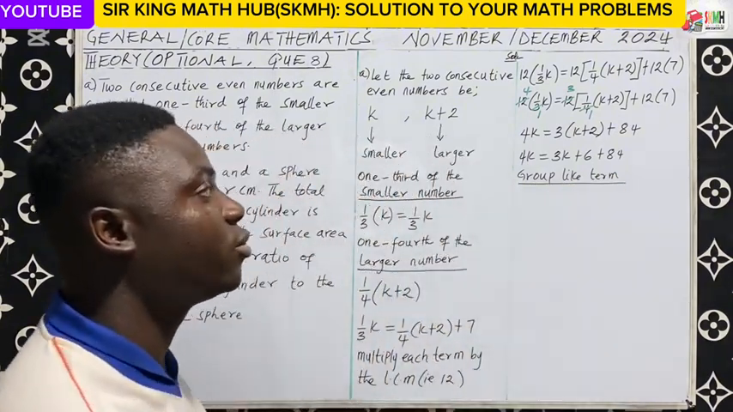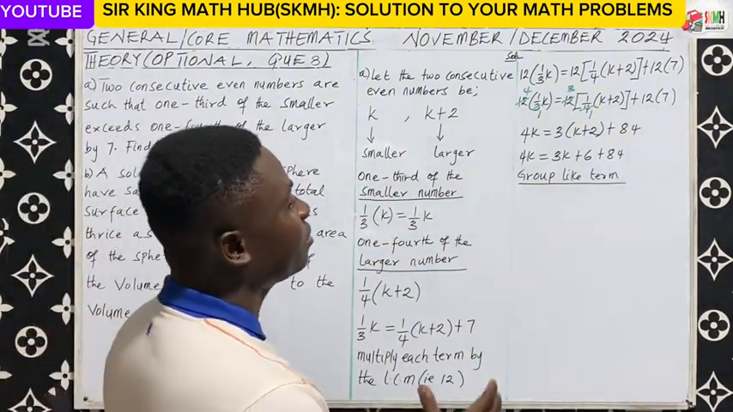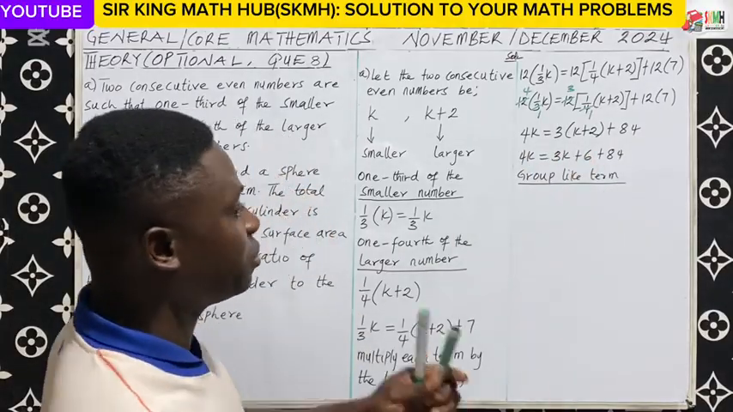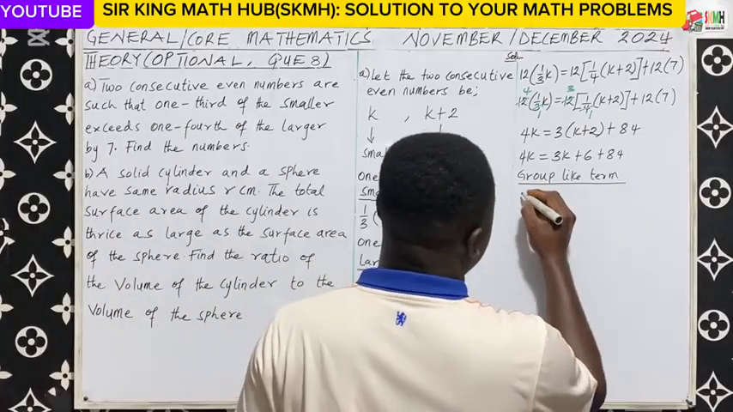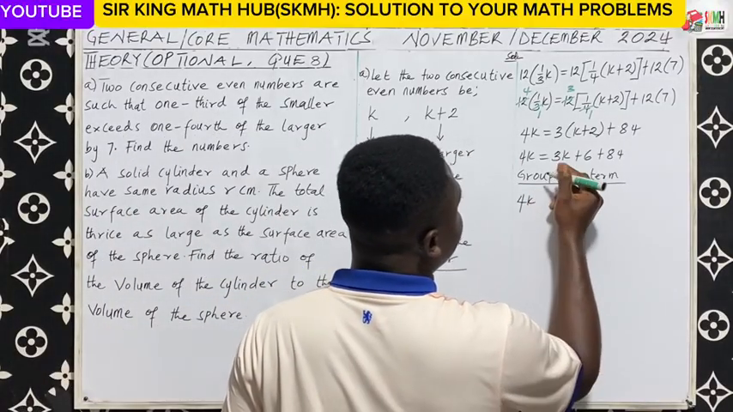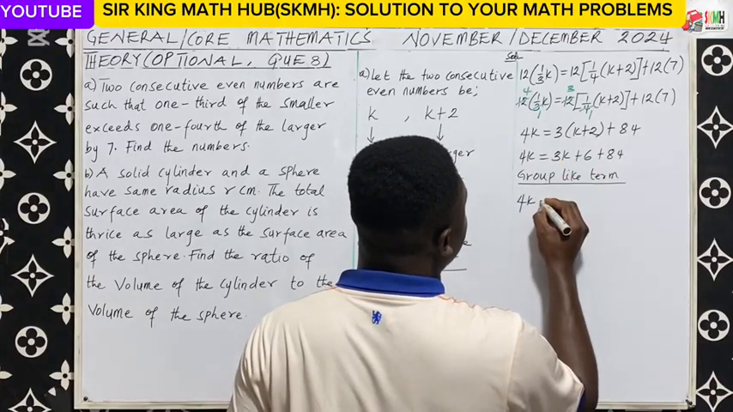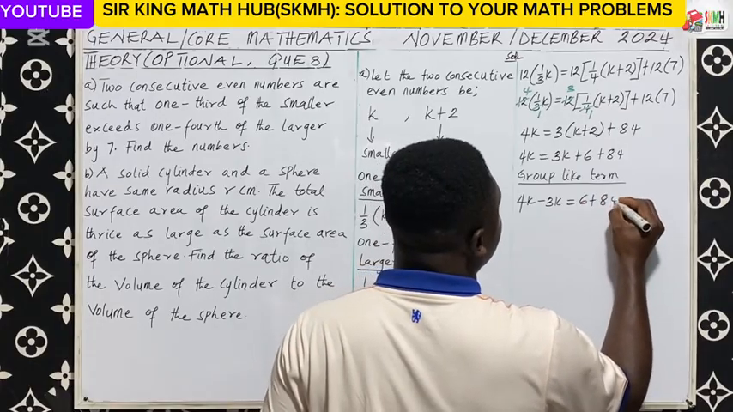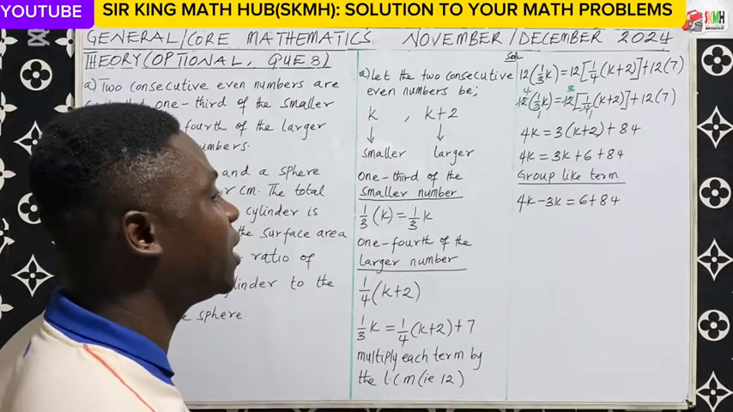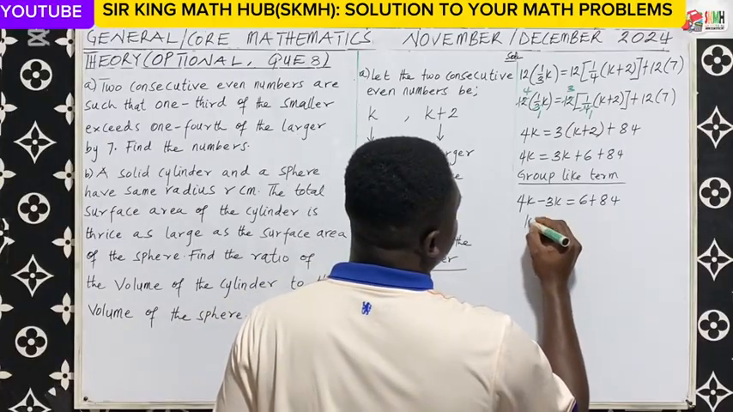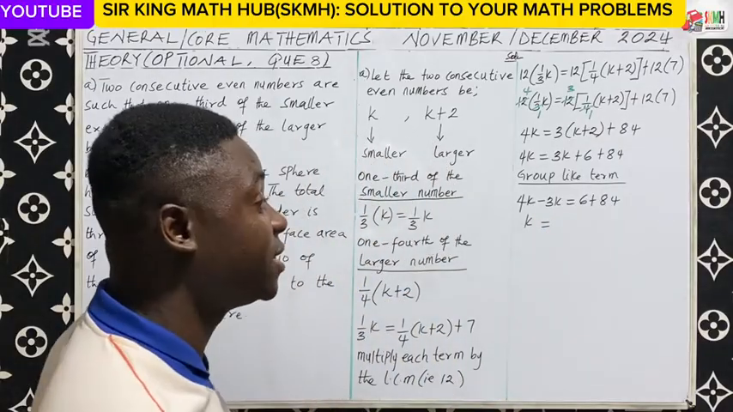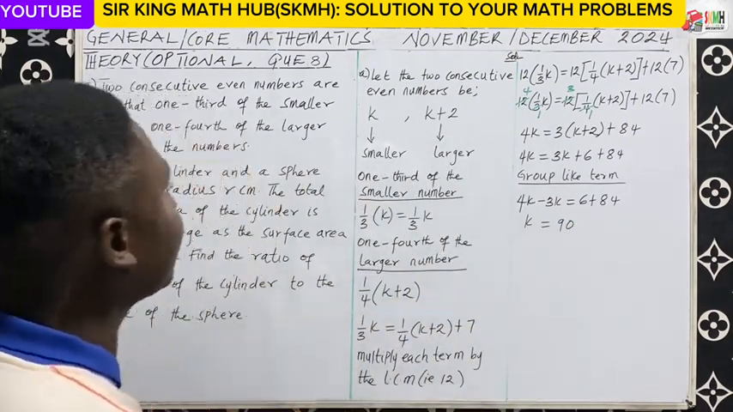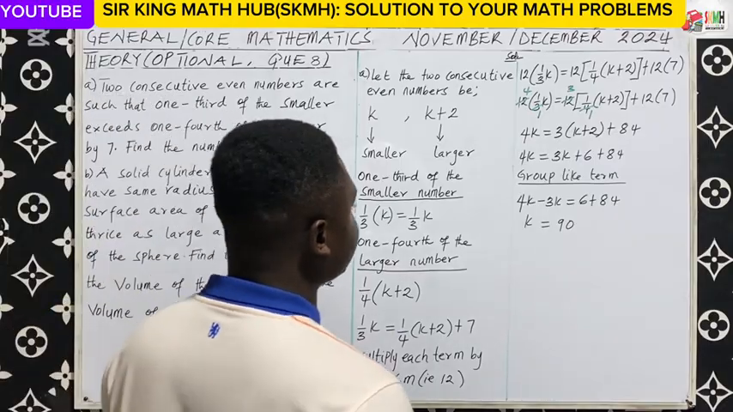So at this point, we can group like terms. In grouping like terms, we are grouping all terms containing the variable k on the left, and then all terms containing numbers on the right. So we have 4k on the left, then you transpose positive 3k to the left, it becomes minus 3k. This should be equal to 6 plus 84. Then 4k minus 3k, that is k. And then 6 plus 84, 90.